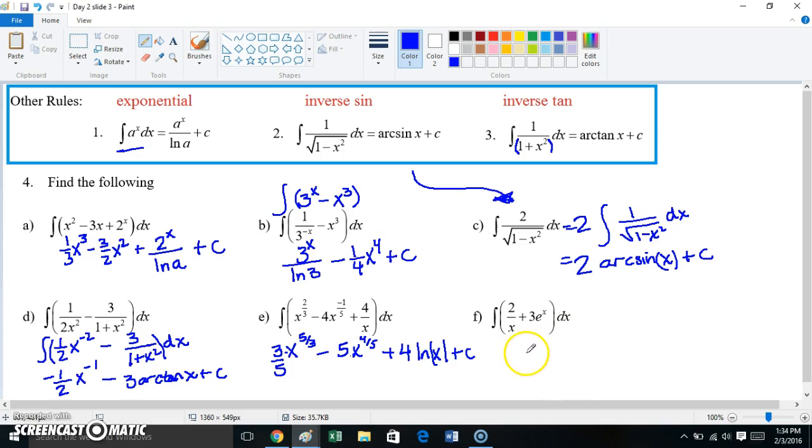All right, question F. The integral of 2 over x plus 3e to the x is the same as 2 the natural log of absolute value of x plus 3e to the x plus c.